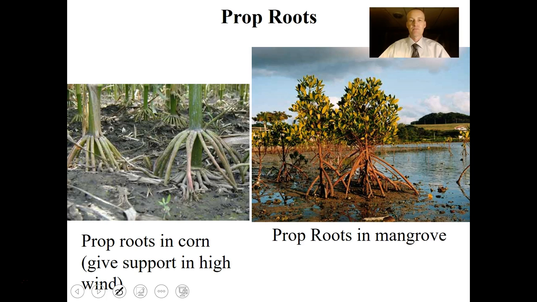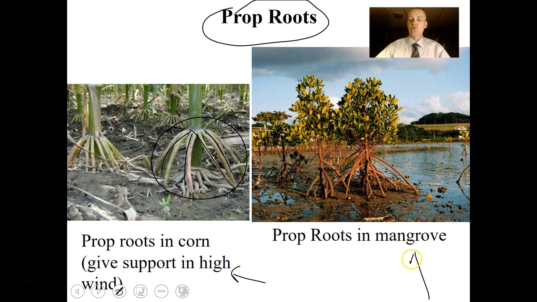There are also prop roots. These are roots that grow out of the stems. This happens to be a corn plant up here. It gives great support to the plant in high wind. I don't know if you've ever seen corn plants before, but you wonder how in the world they stand so tall, and it's the prop roots that are aiding them in that particular function.